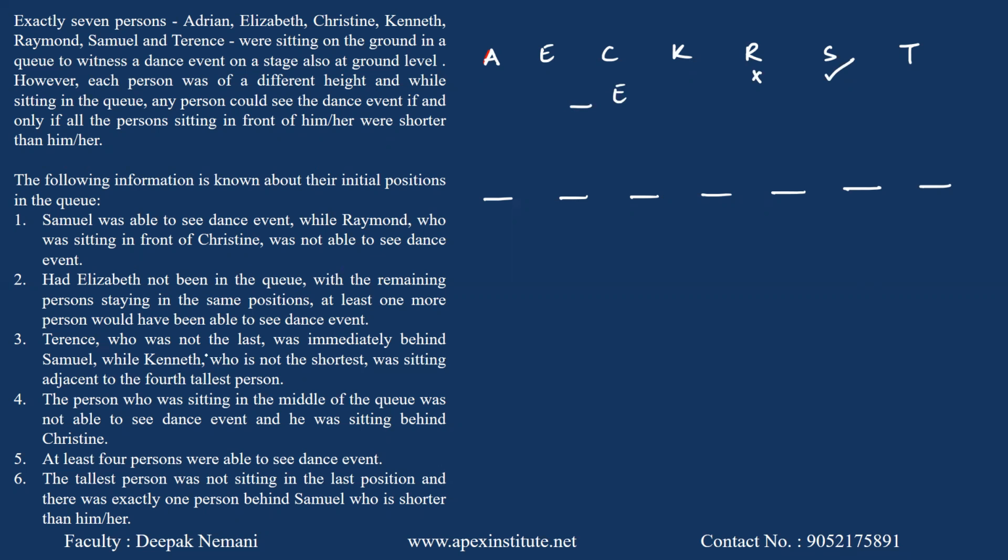Now Terence, who was not the last, was immediately behind Samuel. So S and T. While Kenneth, who is not the shortest, was sitting adjacent to the fourth tallest person. Now the person who was sitting in the middle of a queue was not able to see dance event. So this person is not able to see the dance event, and he was sitting behind Christian. So you can have Christian in any of these 3 seats.